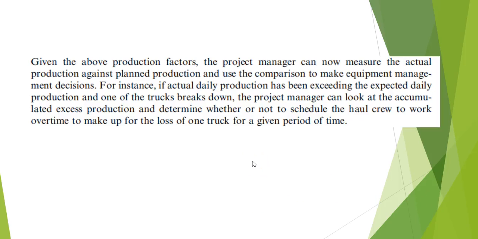So now what you can do is you can actually measure the actual production against that planned production, and you can then use the ratios, remember we talked about the production factors, to make equipment management decisions. You know, you can look at how well the trucks are running, what kind of breakdown time you had that reduced your production. If you had to use overtime to make up for broken equipment, or because traffic was worse than you estimated.